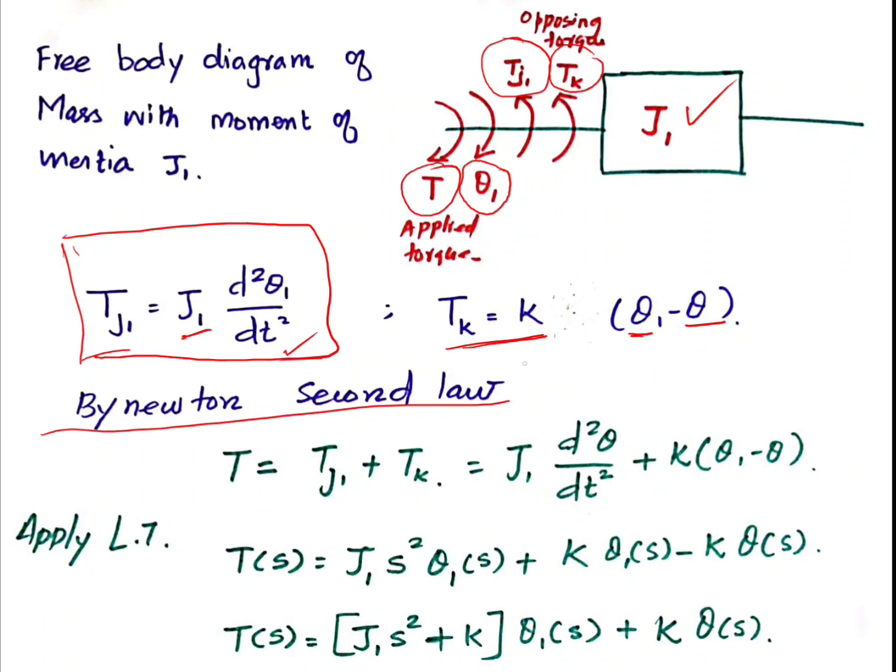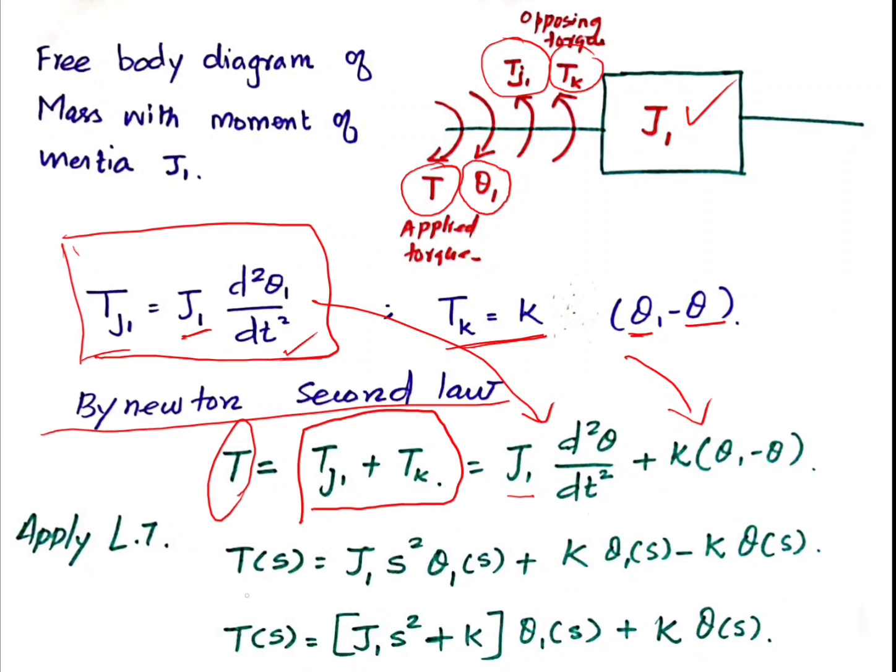By Newton's second law, the sum of the torques acting on the mass element is equal to 0. So the applied torque is equal to the sum of the opposing torques. T is equal to T J1 plus Tk, and we are going to substitute the equations for T J1 and T suffix k. T J1 is J1 d square theta 1 by dt square, plus k into theta 1 minus theta. Now we have to take the Laplace transform.